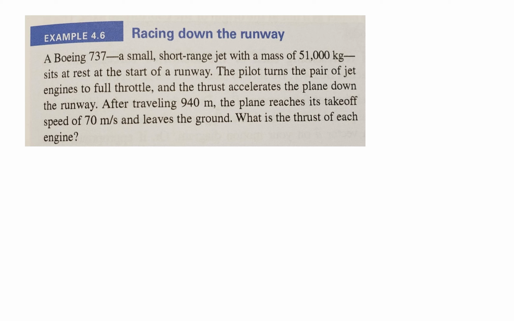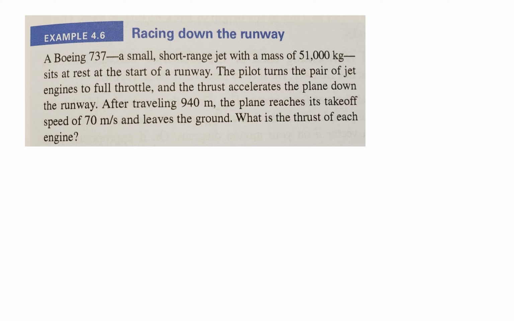All right, so a Boeing 737, which is a typical small short-range jet with a mass of 51,000 kilograms, sits at rest at the start of a runway. The pilot turns on the pair of jet engines to full throttle, and the thrust accelerates the plane down the runway. After traveling 940 meters, the plane reaches its takeoff speed of 70 meters per second, which is how much in miles per hour, so we can get an idea? 140, add a little, 150-ish, maybe a little more than that, 160, we don't know exactly. Leaves the ground. What is the thrust of each engine?